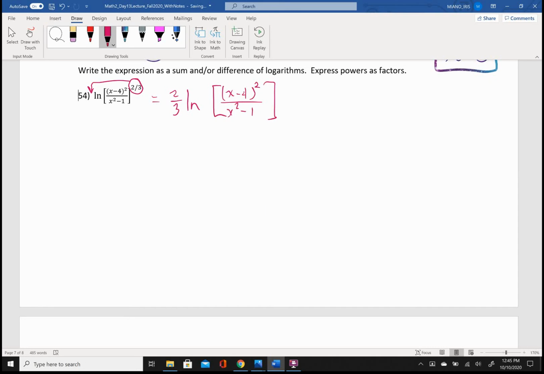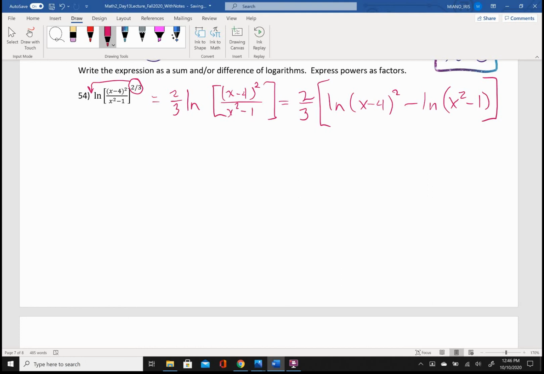Then I want to use the fact that we have a quotient here in order to split these two numerator and denominator factors into separate natural logarithms, keeping in mind that 2/3 is a factor out in front, and I'll distribute through when I'm at the end of this expansion process. That'll be one of the last steps that I perform. So that'll give me the natural log of x minus 4 squared minus the natural log of x squared minus 1.